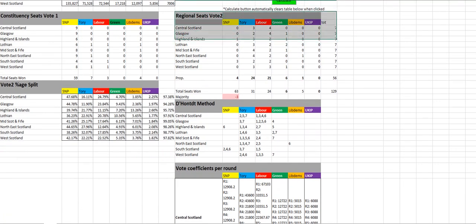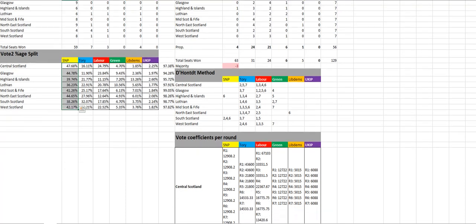The regional Vote 2 results in 2016 are as follows. SNP won 4, the Tories won 24, Labour won 21, Green 6, Lib Dems 1 and UKIP 0. So even though there were 56 seats to win, the SNP only won 4 seats out of 56, with a massive lead in terms of votes that were put down for the SNP in the Vote 2 part of the ballot paper. So how is that? What makes that happen? Well, it's all because of D'Hondt.